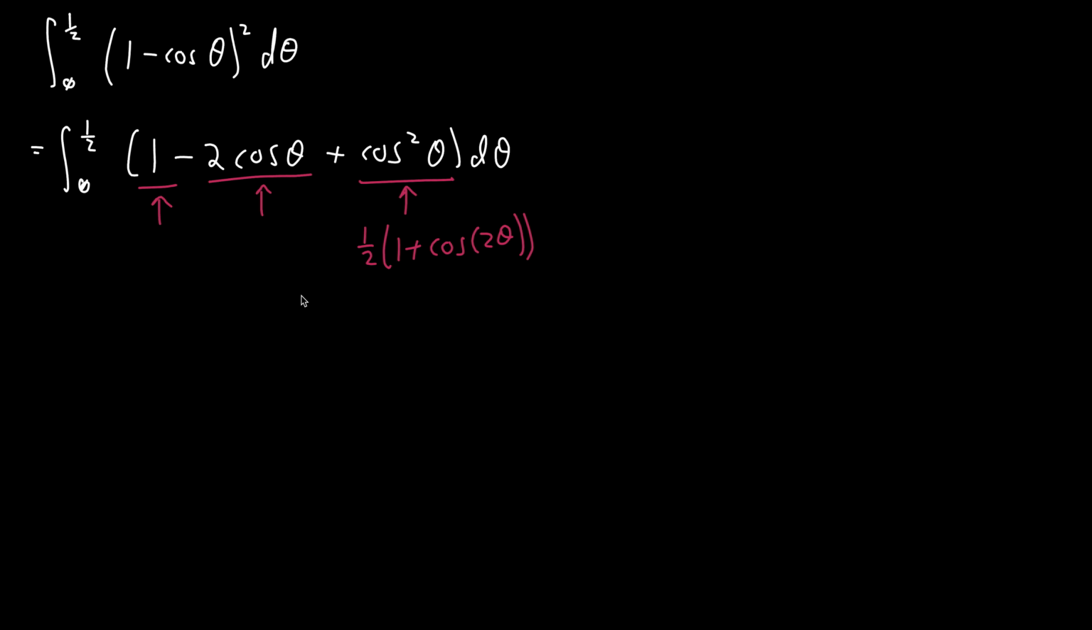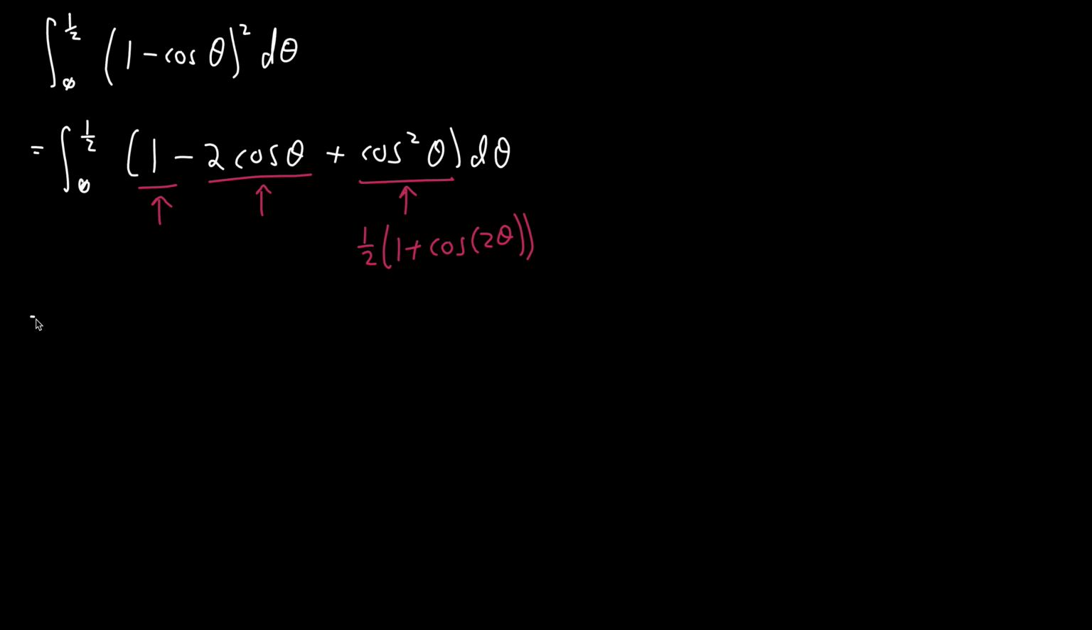Okay, so if we were to rewrite this, then everything here is integratable, right? We already knew the 1 was good, the 2 cosine is good. Here you'd have a half, which you could integrate, and then you'd also have a half cosine 2 theta, which you could integrate. It would just require us to do a u sub, okay?